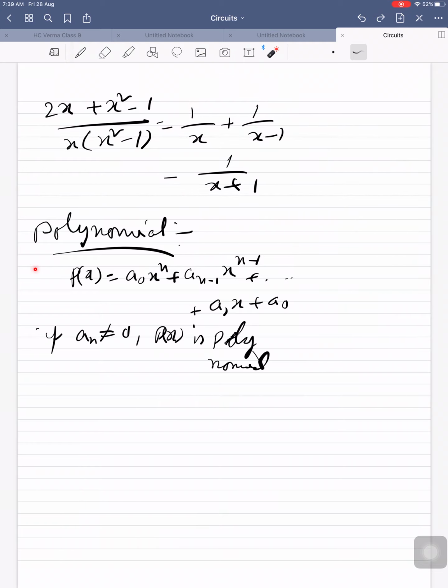What is a polynomial? P of x is equal to an x power n plus an minus 1 x power n minus 1 plus and so on, a1x plus a0. If an is not equal to 0, then p of x is a polynomial.